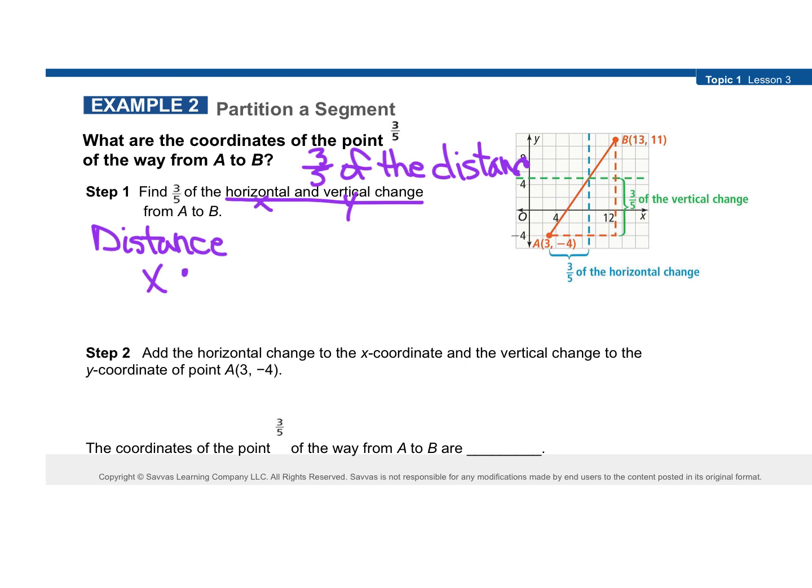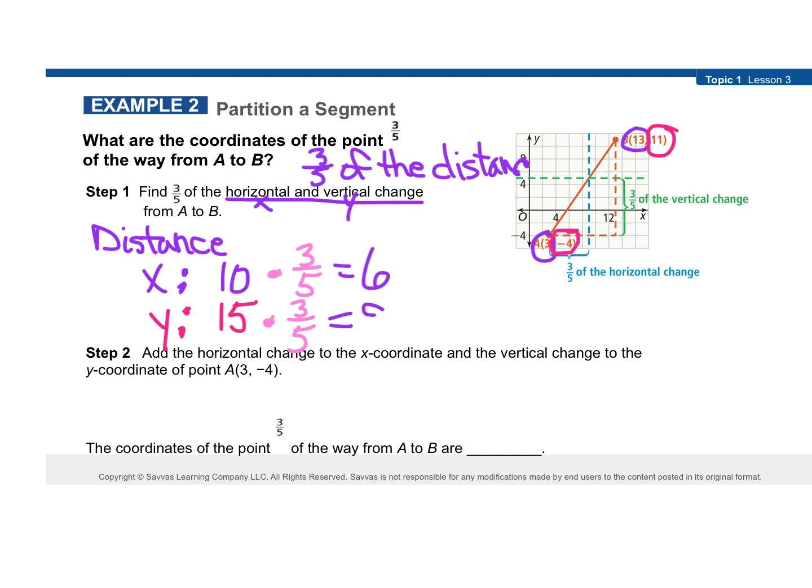The distance between my x's, 3 and 13, is 10. The distance between my y's, -4 and 11, is 15. And I'm going to multiply that by 3/5, because we want 3/5 of that distance, which would be 6 and 9.